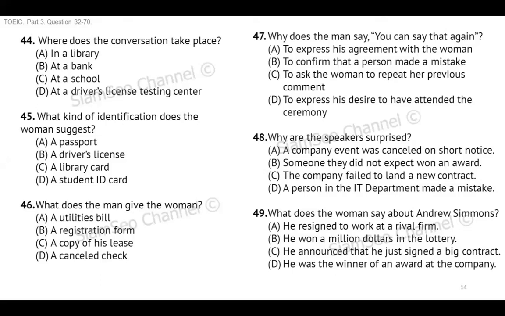What did Andrew do to deserve it? There's a rumor going around that he just landed a multi-million dollar contract. There hasn't been an official announcement, though. If that's true, that would explain everything.